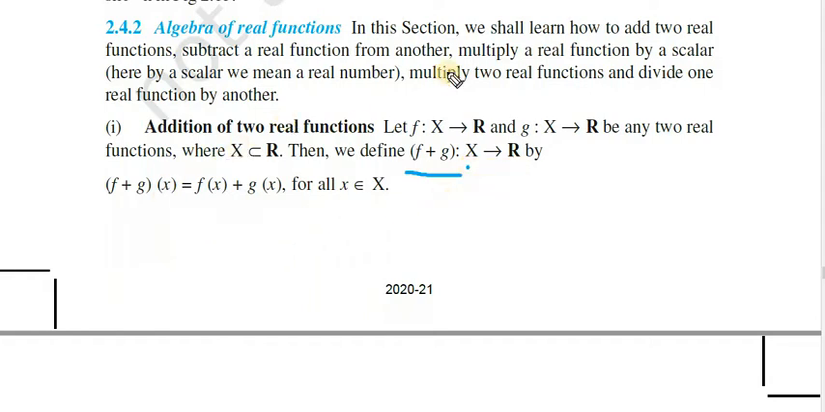And the definition of f plus g: what will be f plus g? (f plus g) of x is f(x) plus g(x) for all x. As we know, for all values of x, f(x) is defined as f is a function from X to R, and g(x) is also defined because g is a function from X to R. So we'll just define (f plus g) of x as f(x) plus g(x).